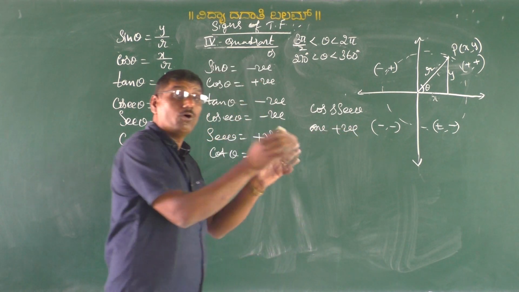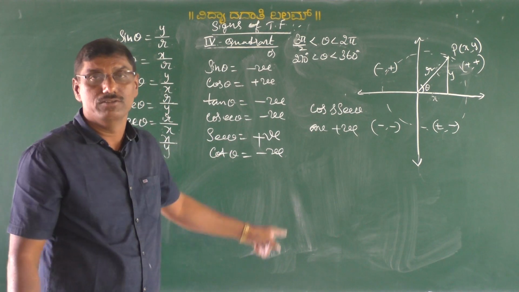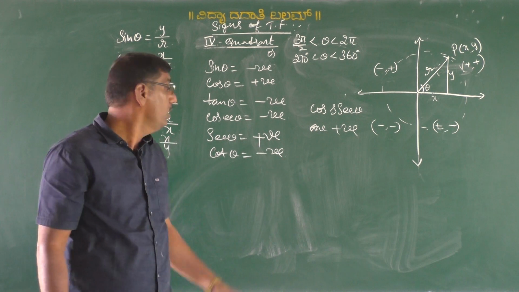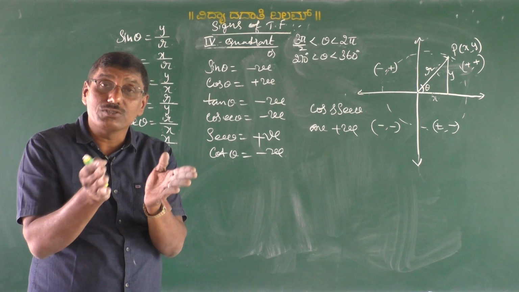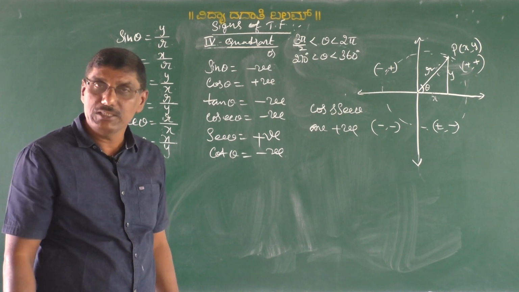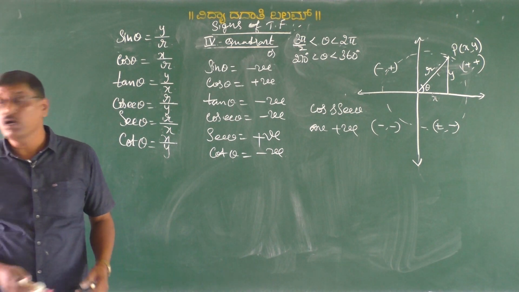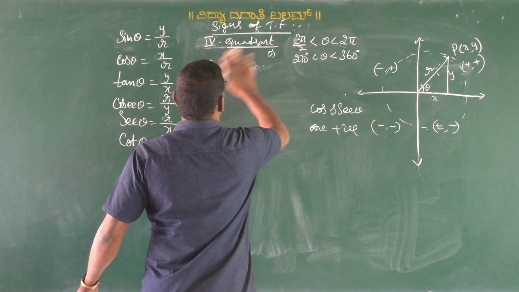The remaining four ratios are negative. From this we can write one rule, what we call, my dear students, the quadrant rule.